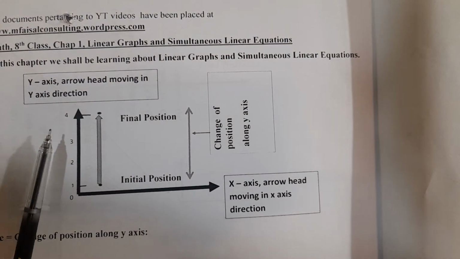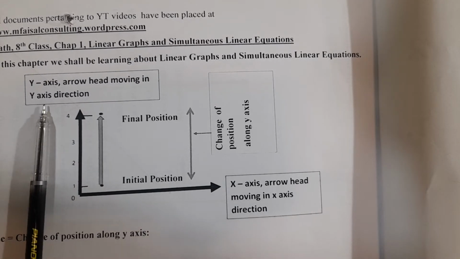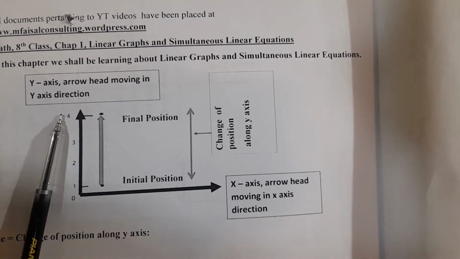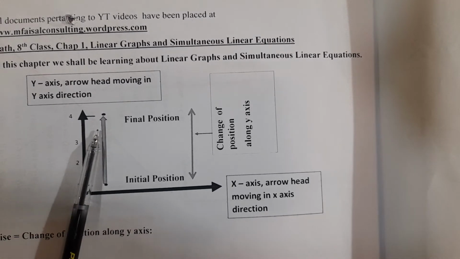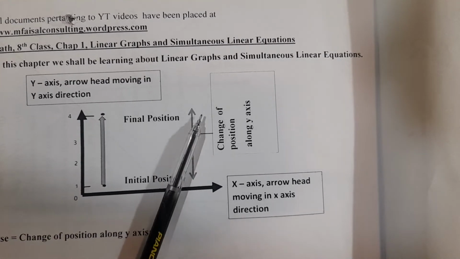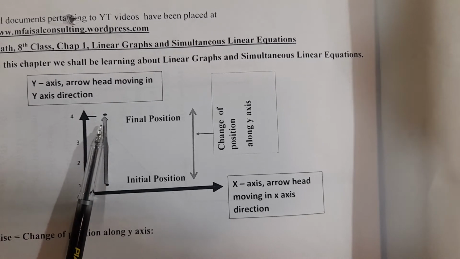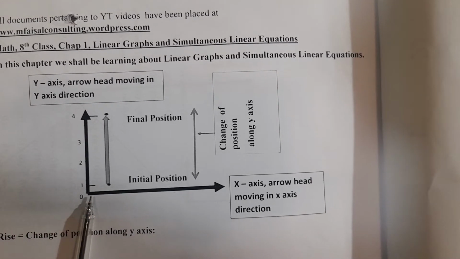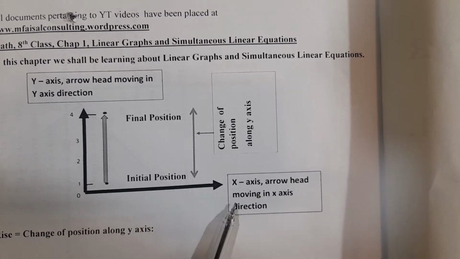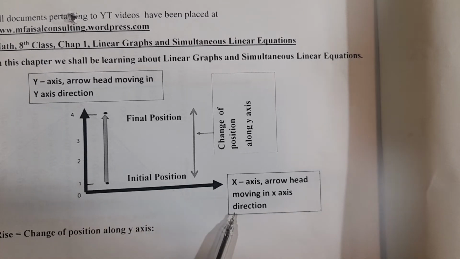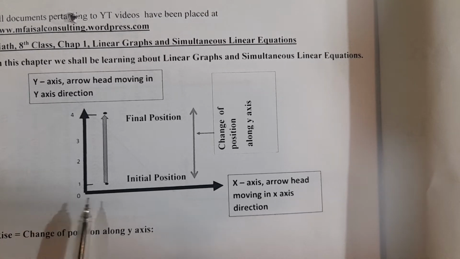In this chapter, we'll be studying the x-axis and y-axis. First of all, the y-axis, the arrowhead moving in the y-axis direction. This is the initial position, this is the final position. So this shows the change of position along the y-axis, as shown by this arrowhead. And if we talk about the x-axis, this is the arrowhead which is moving in the x-axis direction. So this is the x-axis and this is the y-axis.